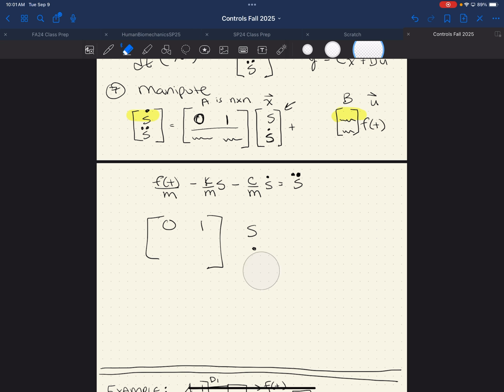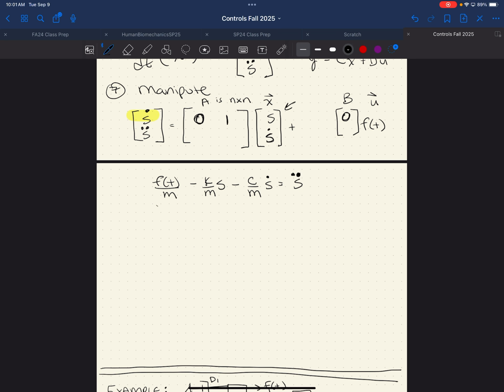Okay. Did we need any F inputs in that vector? No. So what should I do in this last highlighted bit? 0. Very good. All right. The bottom one is a little bit more complicated. The bottom one is where we bring in that equation of motion.